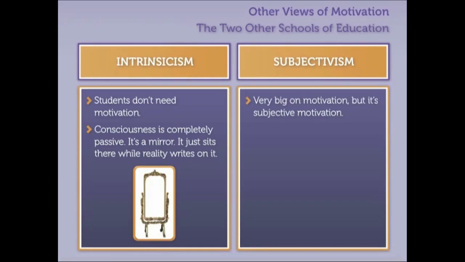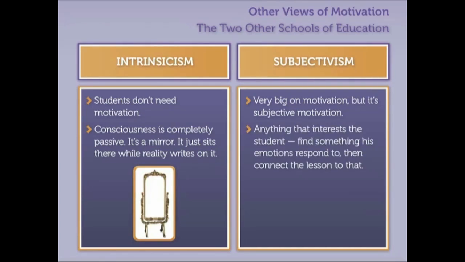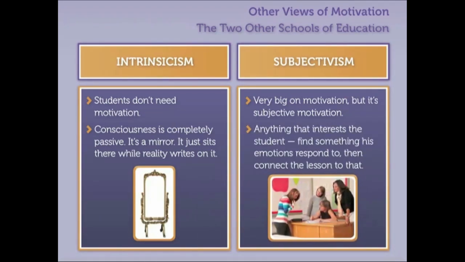Now, of course, progressive, the subjectivist side, is very big on motivation. They'll spend the whole class on motivation, and then they get one data in at the end, which they say is tentatively possible. However, what is their idea of motivation? Subjective. Anything that interests the student, whatever. The whole idea of progressive motivation is find something his emotions respond to. It couldn't make any difference less, and then connect the lesson to that.